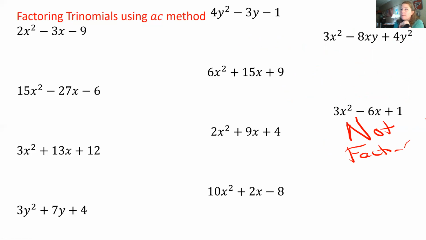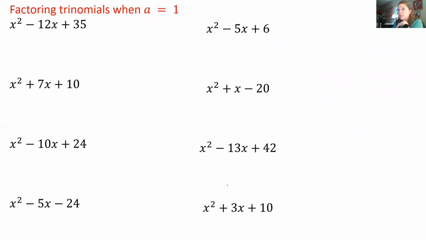Not factorable. Okay? All right, but always double check those. When you think right at first, oh, it's not factorable, just take your time, look at it a couple more times and see. All right, now when your leading coefficient is 1, you're still kind of doing the AC method, but you could just do it all in one step.